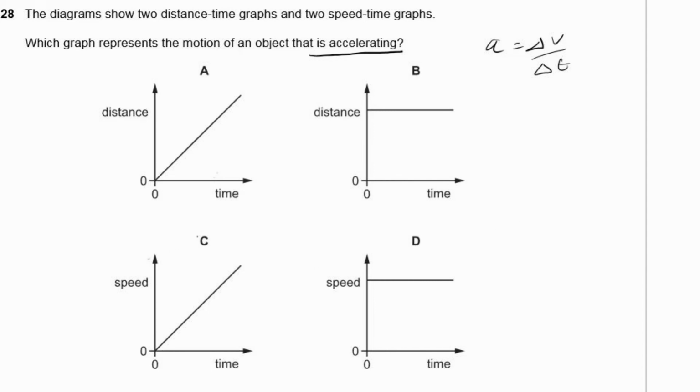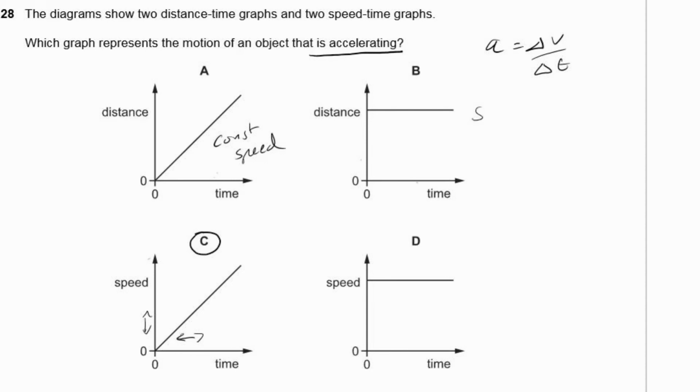And if we look at option C here, there we go, we can see that speed is changing as time changes. Speed is increasing. So there we are. Option C seems to be the best one there. If we look at the other ones, A, we've got distance increasing at a constant rate, so that's a constant speed.